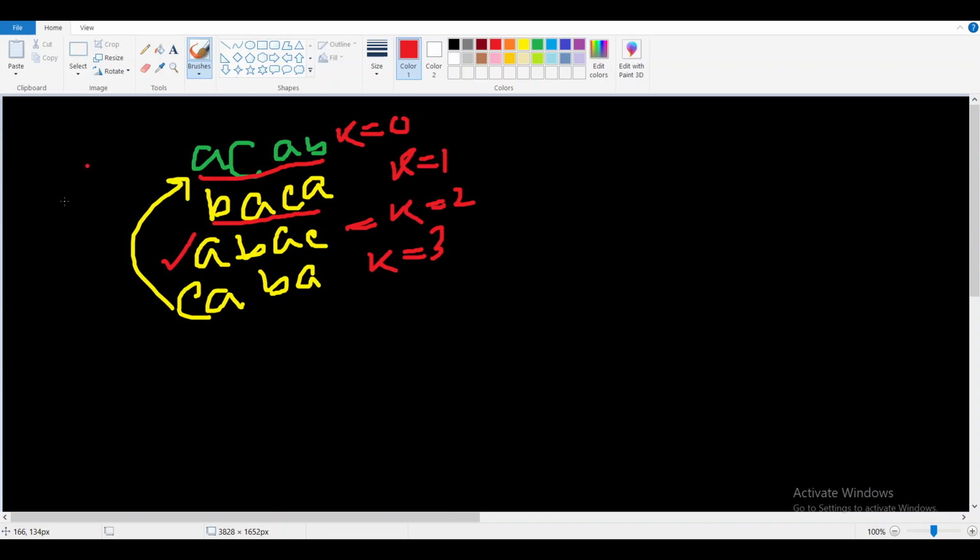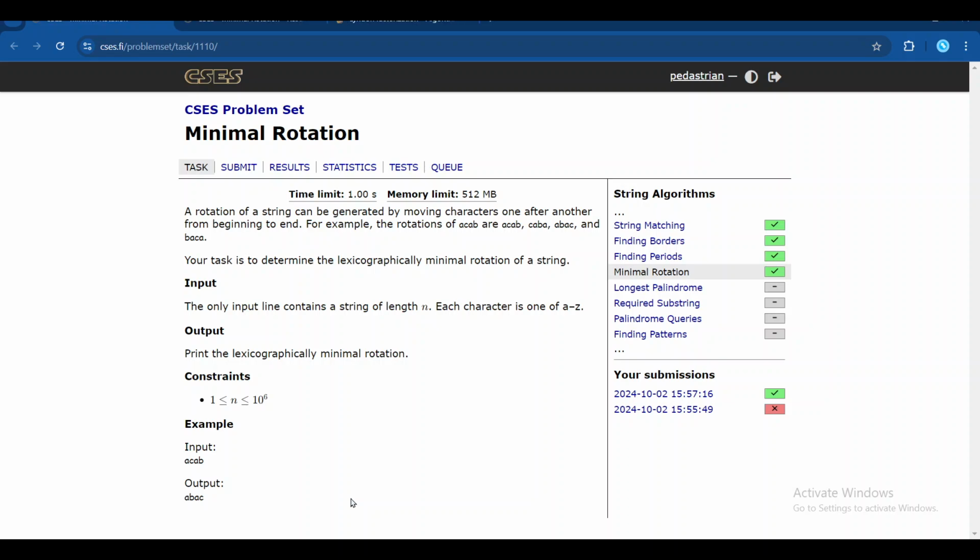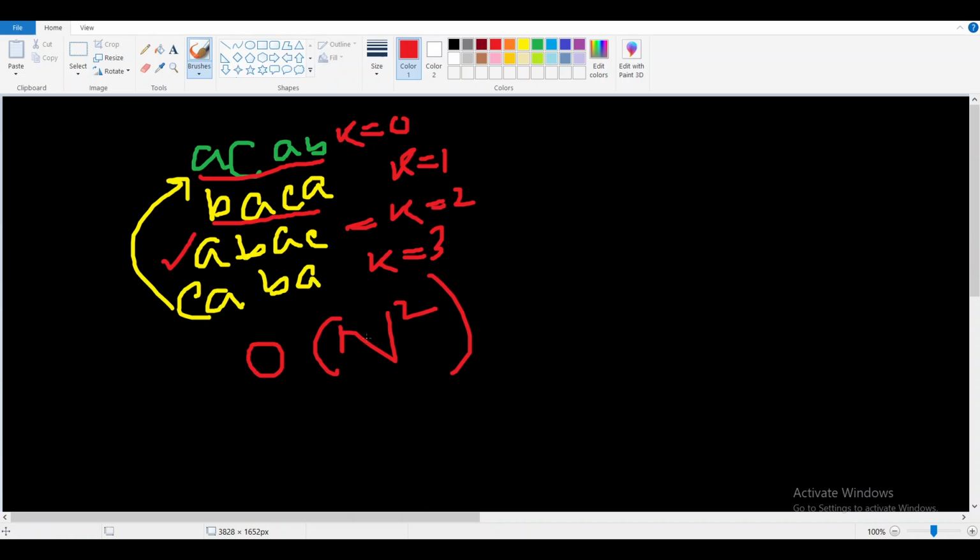But the time complexity of this algorithm is order of n square, because there are n characters in the string and we have n right rotations. So the overall time complexity is order of n square, and the brute force approach will fail. Now comes the interesting part: how do we solve this problem in linear time complexity? We will reduce the time complexity from order of n square to order of n.